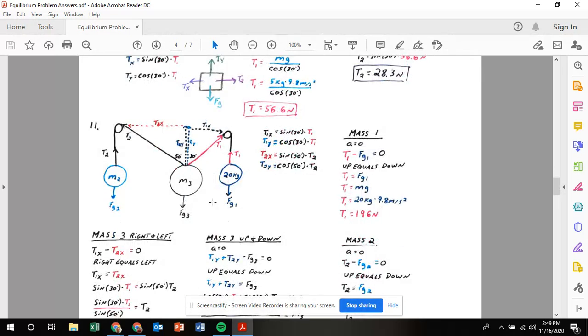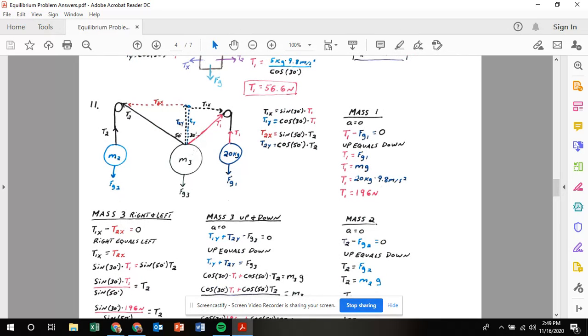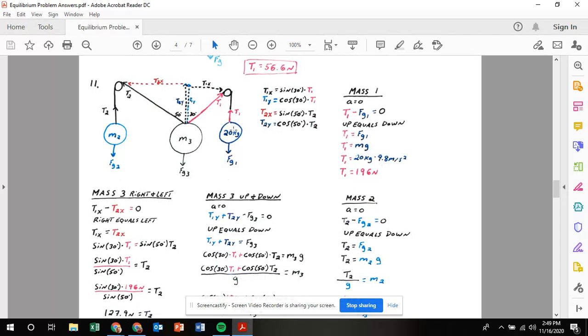Number 11 is probably the most challenging one here on the paper. These two angles are not the same, so these two tensions, T1 and T2, will not be identical. Here we go. The only mass that we know right off the bat is the 20 kilogram mass all the way to the right. And we can solve for some information here. That's going to be called mass 1, because here's mass 2, here's mass 3. If I don't worry about any of this stuff over here, just focus on this guy, I have T1 up and force of gravity down.